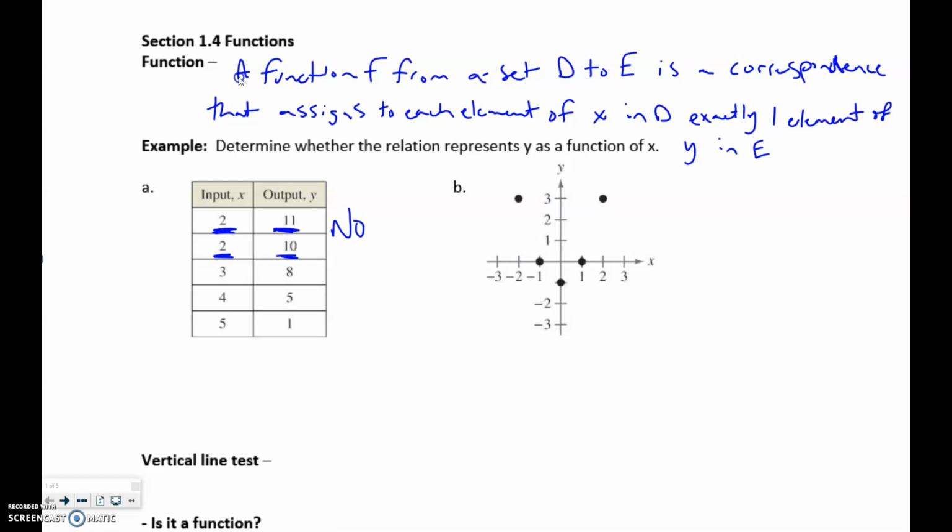And if you look at the graph here, do the x's repeat? For this ordered pair, the x is -2. For that ordered pair, it's -1. For this ordered pair, it's 0. For this one, it's 1. And for that one, it's 2. So this is a function. Again, x's cannot repeat, y's can.